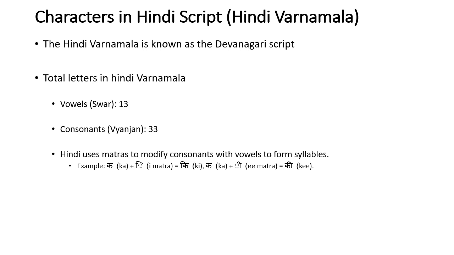Apart from this, there are matras which modify the consonants with vowels to form the syllables. There is an example given here, but we will see it in a proper form in the subsequent videos. So the first example is ka plus e matra, which is ki.